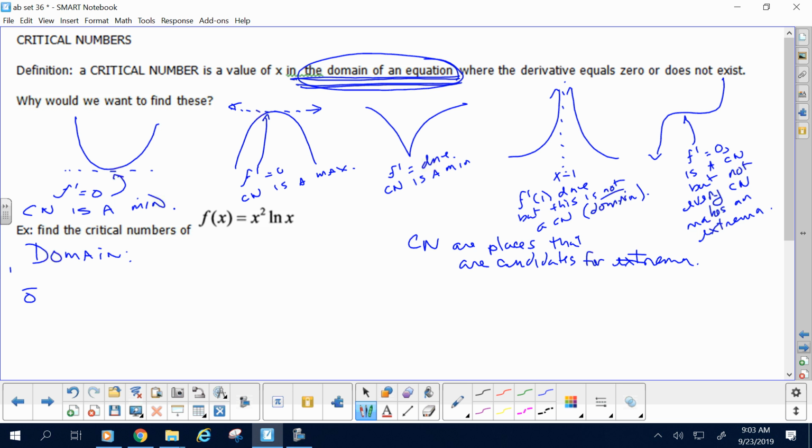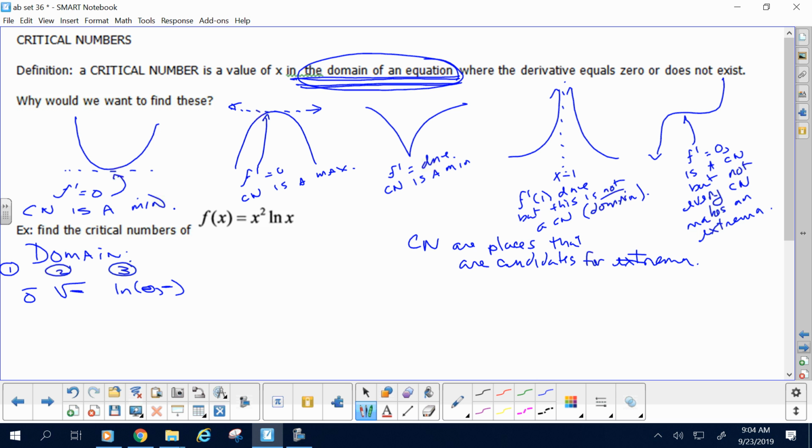What else? Rooting a negative. Boom. That's the second. That makes imaginary numbers, and we don't deal with imaginary numbers in calculus. Okay, what else? Log of 0 or negative. That's 3. Math people just said, you know what, I don't like log of negatives.